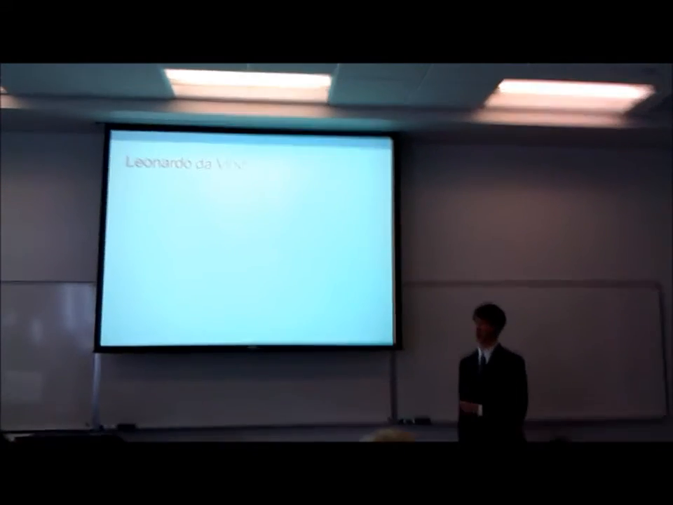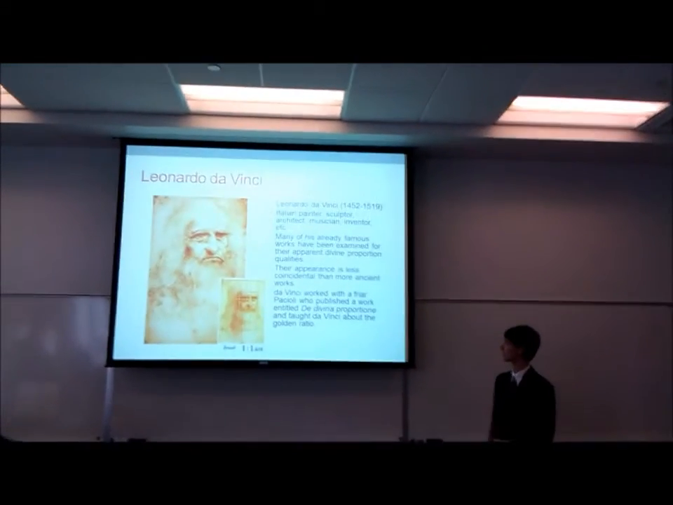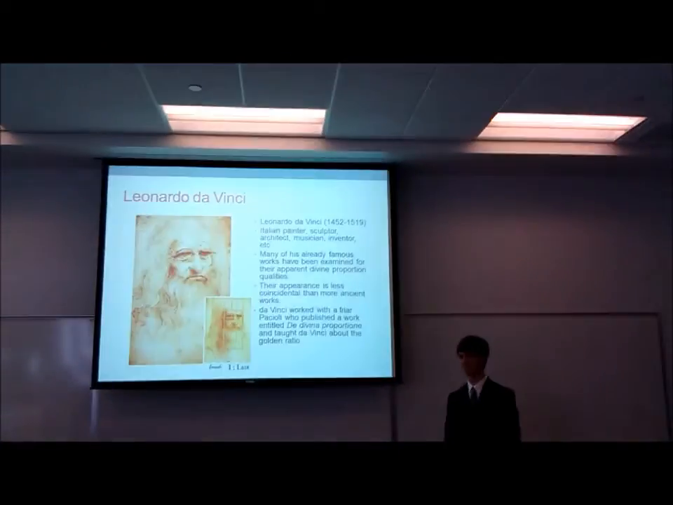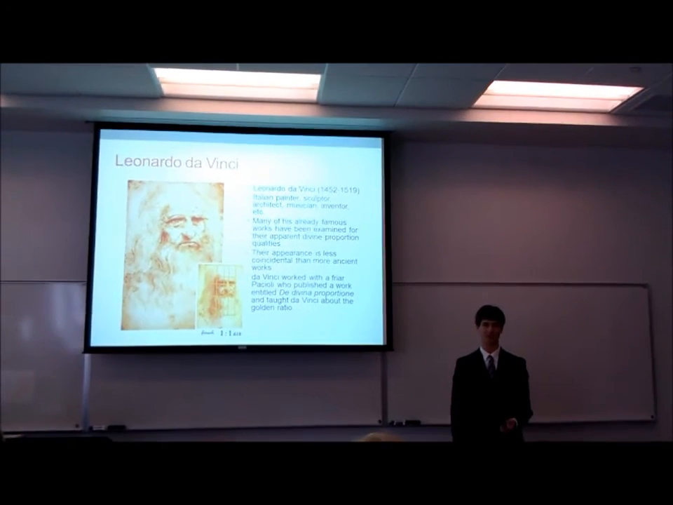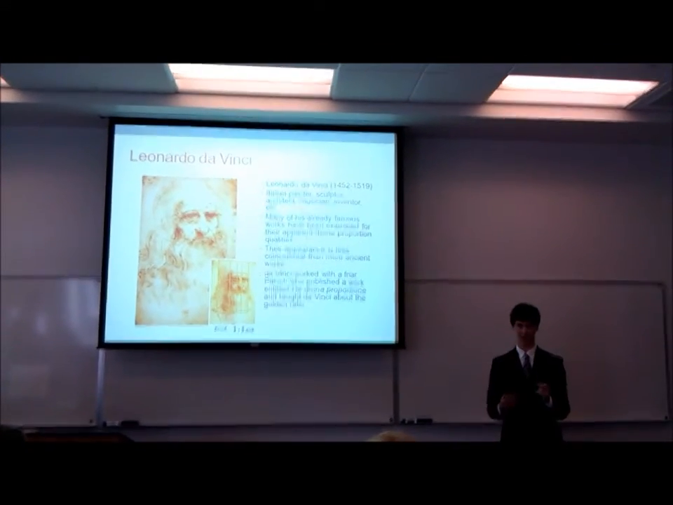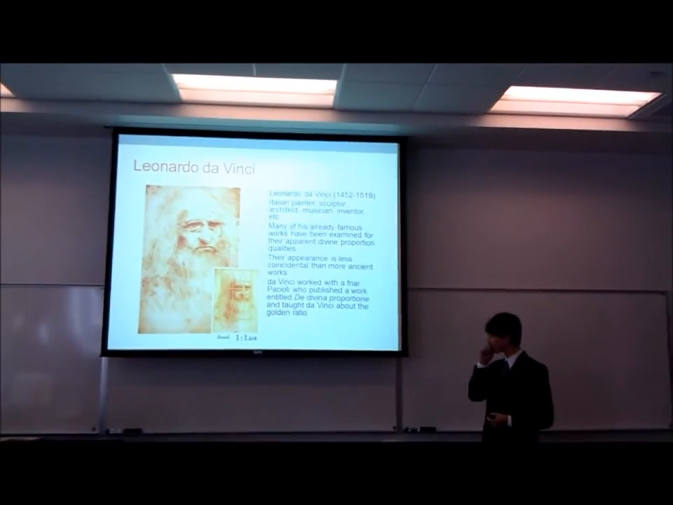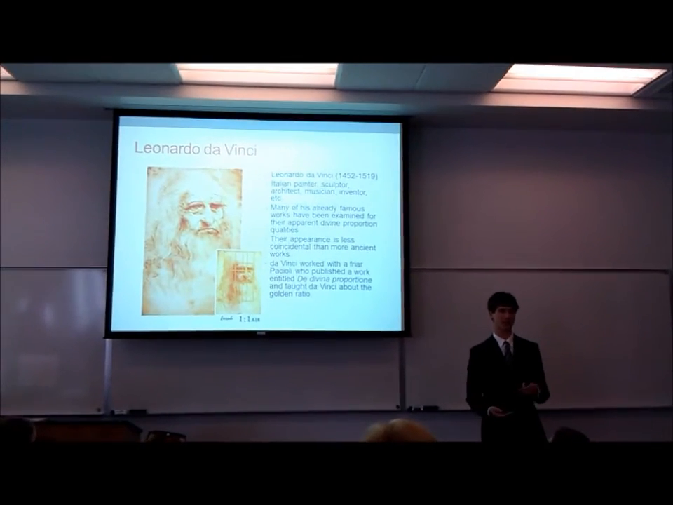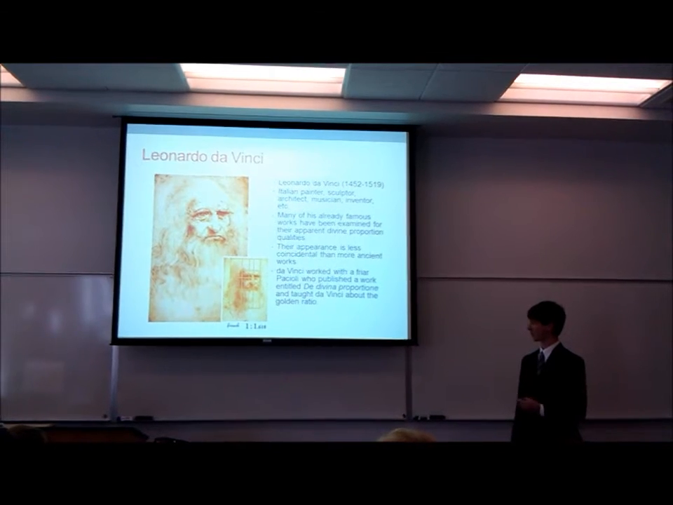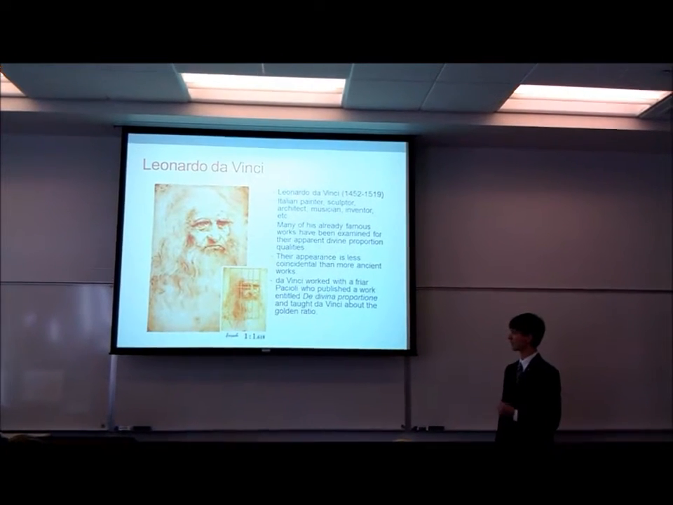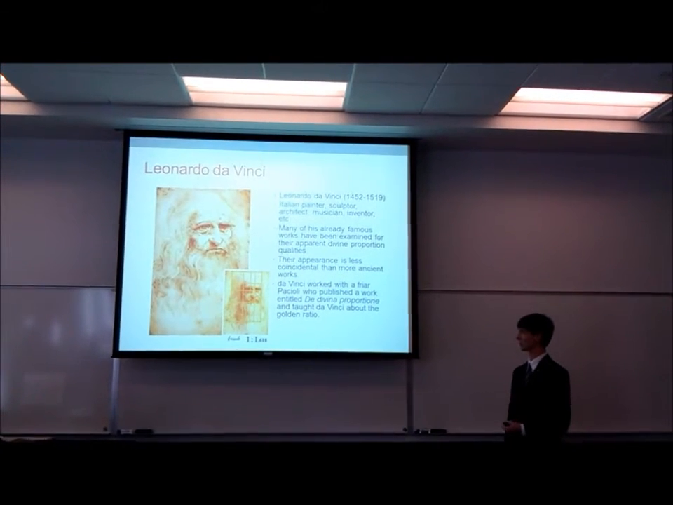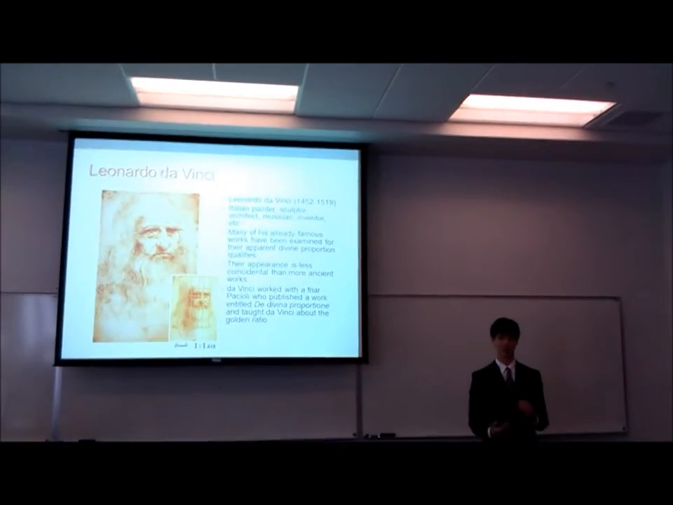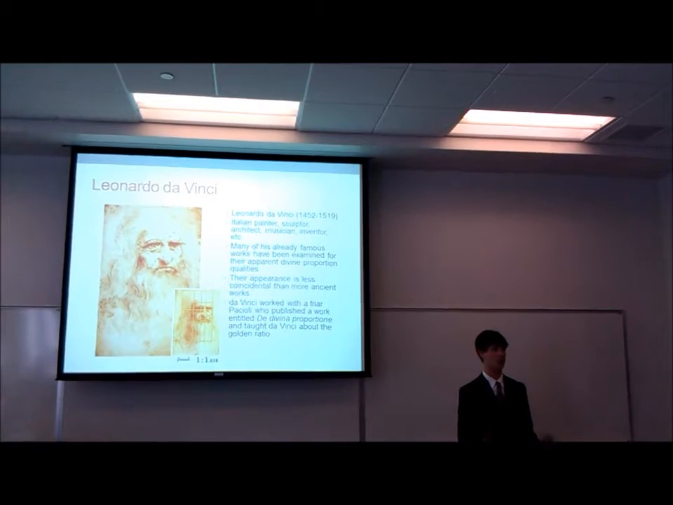Leonardo da Vinci, he's another pretty famous artist and painter and sculptor, architect, musician, lots of things. And many of his works have been examined for their relationship to the golden ratio. And their appearance is a lot less coincidental than it was in maybe those ancient works. This is because Da Vinci worked with a friar named Pacioli, who published a work called the Divina Proporzione, which basically was a book that talked about the golden ratio and made it much more well known than it was before then.